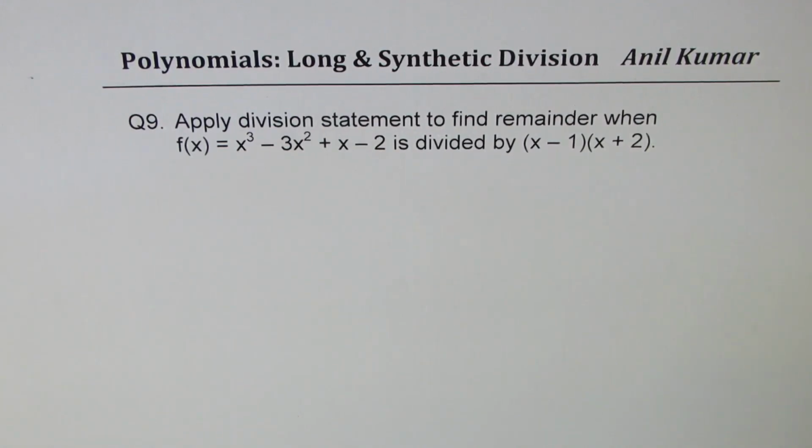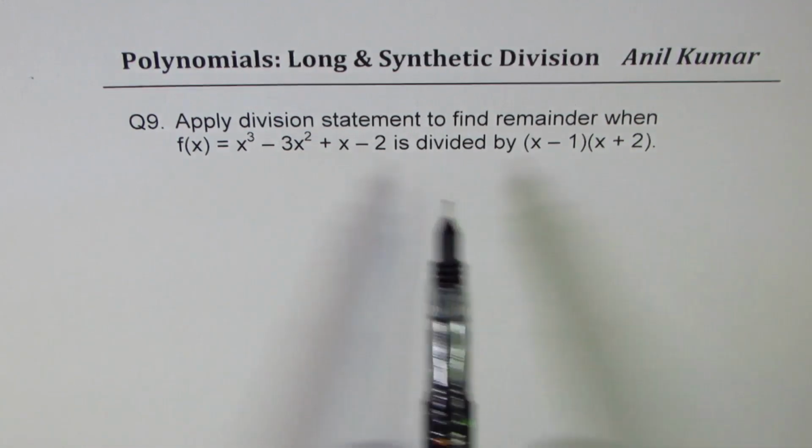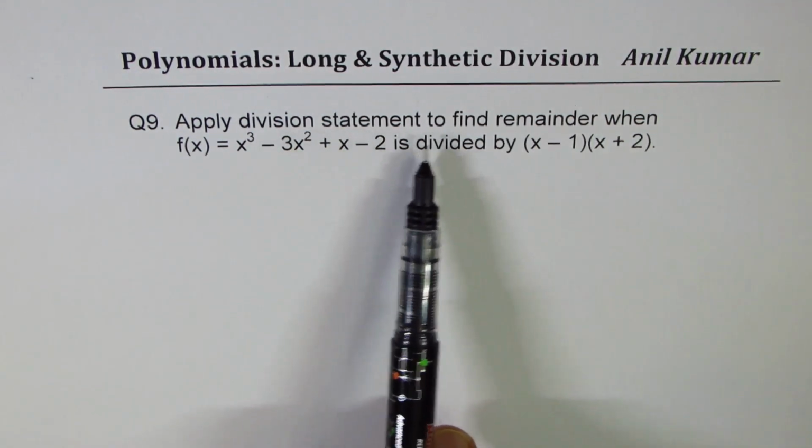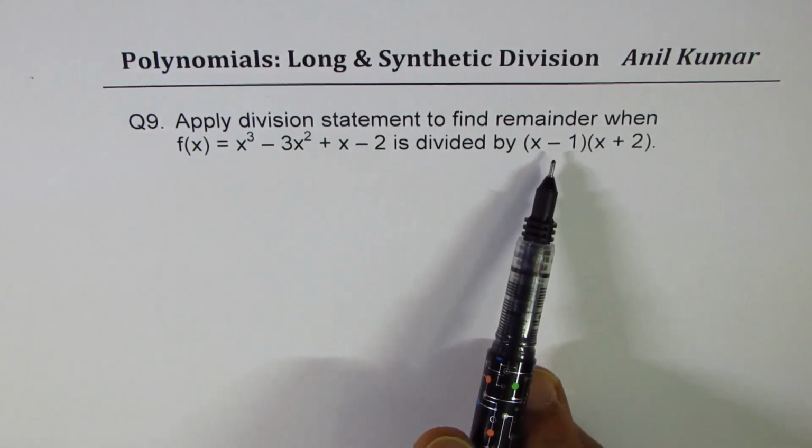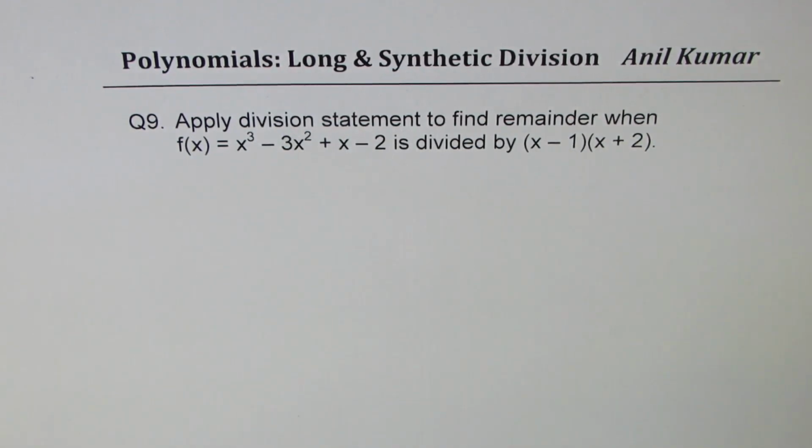Question number 9. Apply the division statement to find the remainder when f(x) = x cubed minus 3x squared plus x minus 2 is divided by (x minus 1)(x plus 2). Now it is a very important question, kind of difficult. Normally the division statement you work out with linear divisors. This time we have a quadratic divisor.